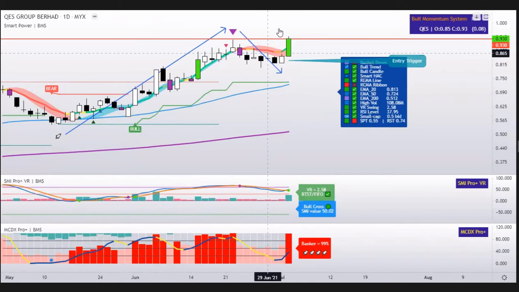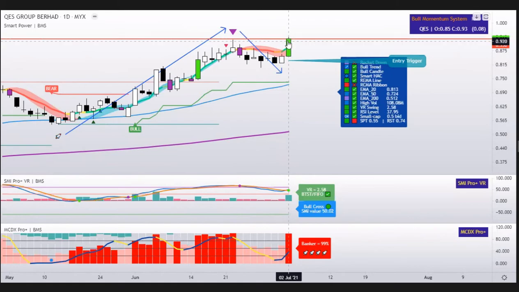So to answer this QES, this area we won't buy, we won't enter first, because we need to know if it's able to break out or not. This is a resistance area. If it's not able to break out this purple triangle, then it will pull back. It will drop. So we see this kind of thing, we don't buy. We will be buying at the high.